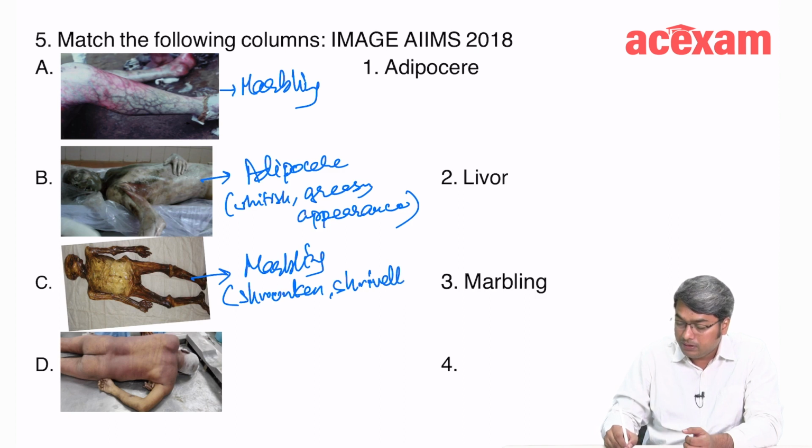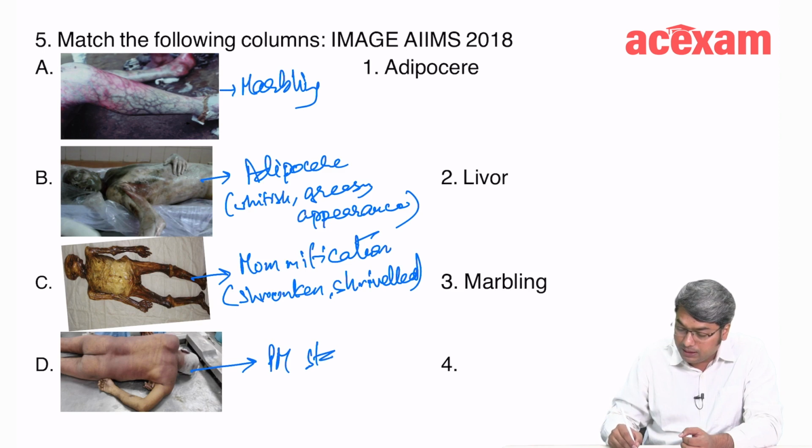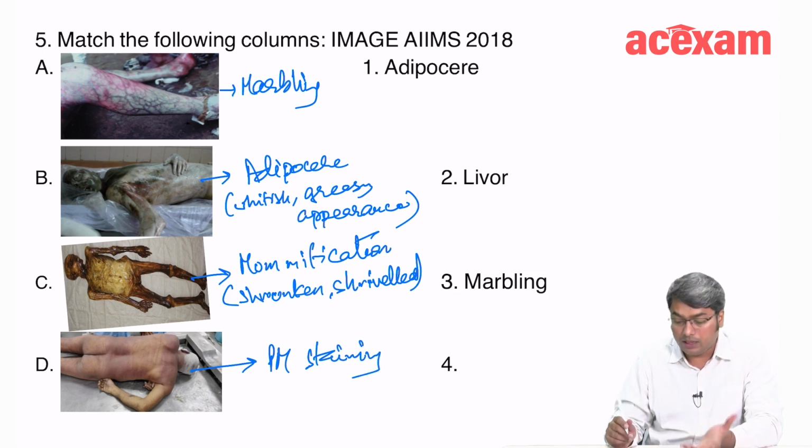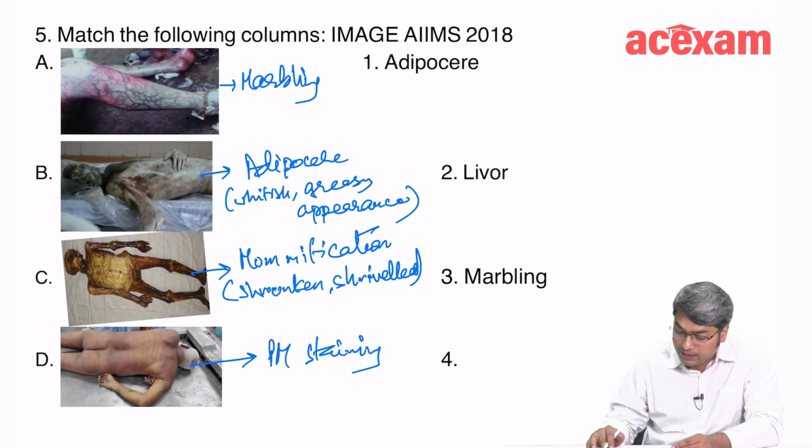Shriveled up. So, this is mummification. And the last one we have already seen, that is postmortem staining, also known as livor mortis, where there is blood gravitating in the dependent parts of the body. So, if I want to match it with this, the last option which was given is mummification.